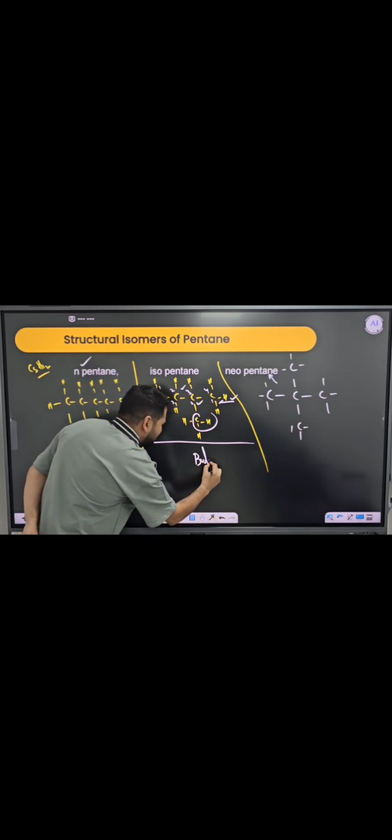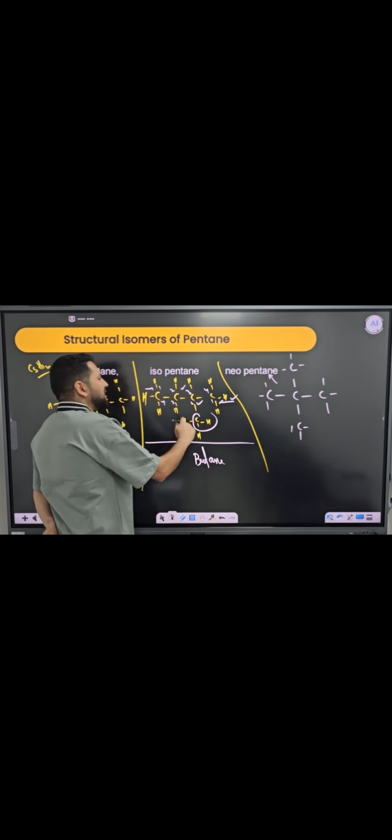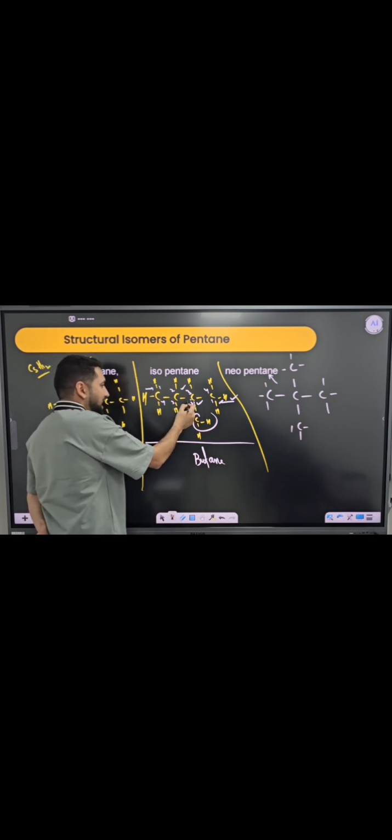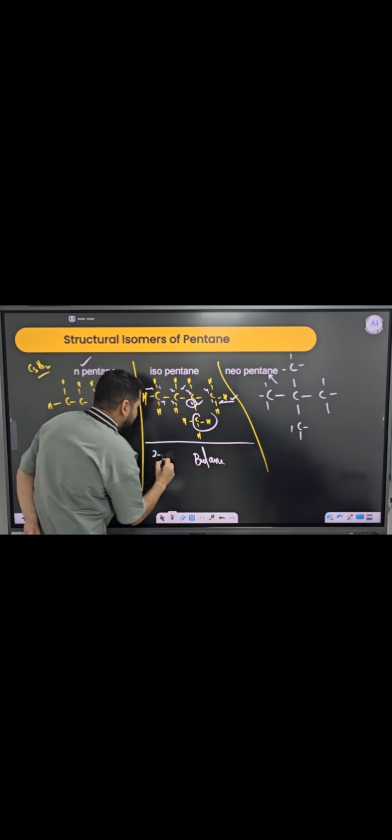Now tell me guys, how many carbons are in the main chain? 4. 4 carbon means but. Every time there is a single bond, I can say butane. Now at which position is the substituent attached? At 2, so I'll be calling this 2-methylbutane. I hope this is clear.